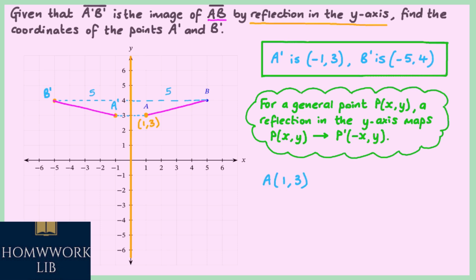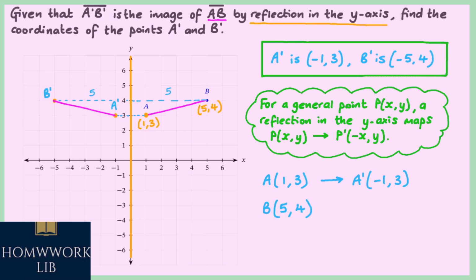So, when point A, which has the coordinates 1, 3, is reflected, it produces the image A' with coordinates -1, 3. This is because the image has an x-coordinate, which is the negative of the original x-coordinate. If the original x-coordinate was already negative, then the image would have a positive x-coordinate.